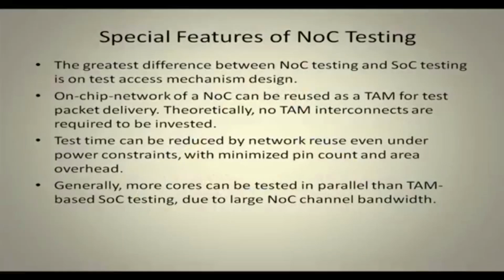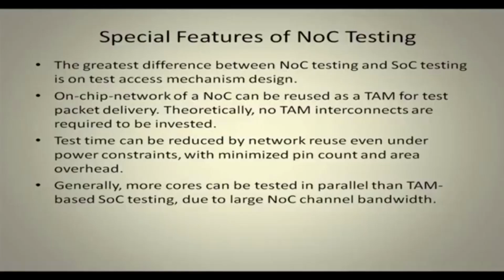So, test time can be reduced by network reuse even under power constraints, with minimized pin count and area overhead. Test time can be reduced because if the ATE can supply test data parallelly over two different channels, then we can feed that test data to different cores, and they can be tested in parallel. So, that way we can do a parallel testing of these cores. That way it can reduce this testing time.